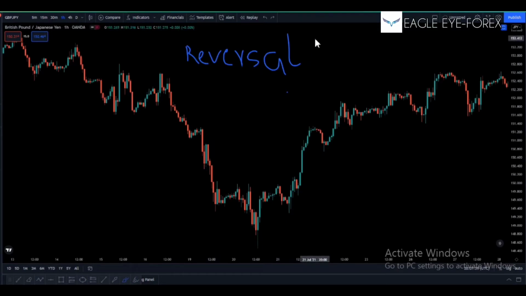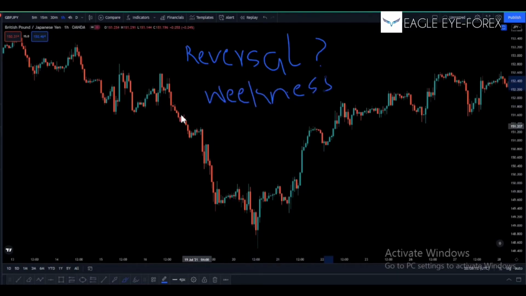Now how can we predict the reversal before it actually happens? For that, the first thing to look for is trend weakness. The weakness is a sign that the trend is likely to reverse. In this example, the series of lower highs and lower lows were indicating a strong downtrend. But here this low isn't lower than the previous low, so we can conclude that this is a sign of trend weakness because this is no longer a lower low.